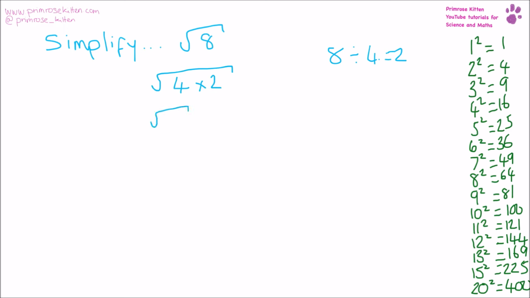And I can also say that the square root of 4 times the square root of 2 is equal to the square root of 8. All I've done is put them into separate square roots here. Now we know what the square root of 4 is because it's on our list, that's 2. So we can write that as 2 times the square root of 2. We don't really need to write the times down, that is just 2 square root 2. So the square root of 8 simplifies to 2 square root 2.